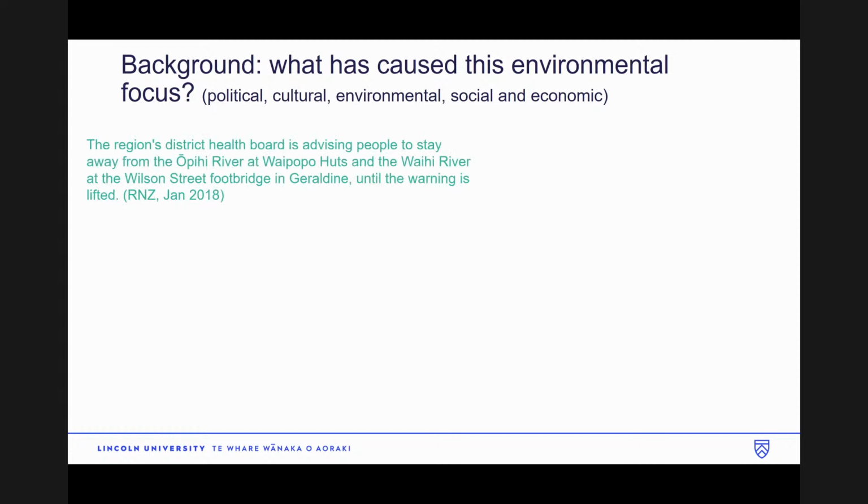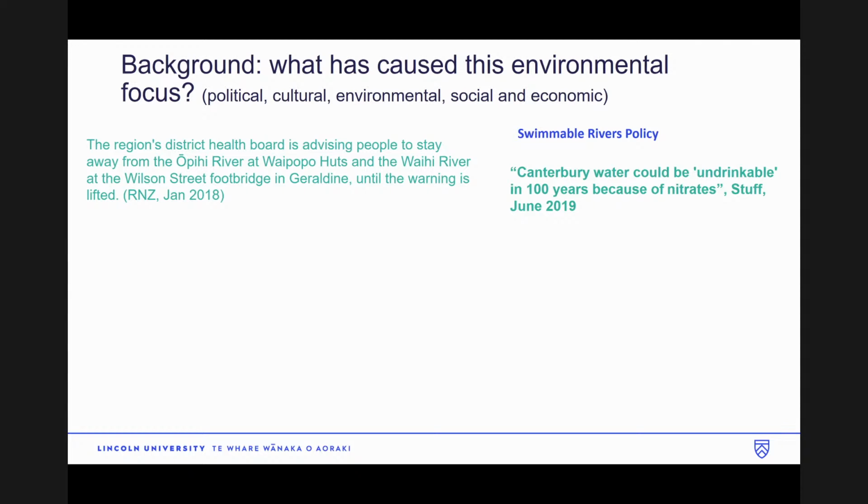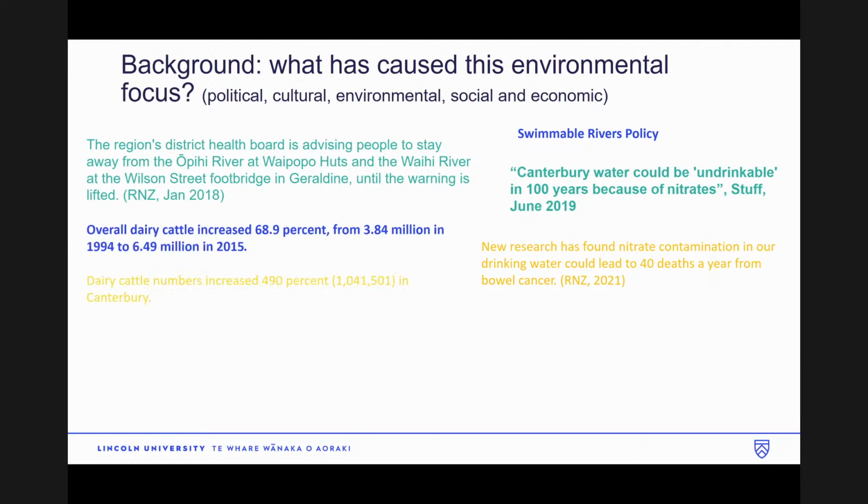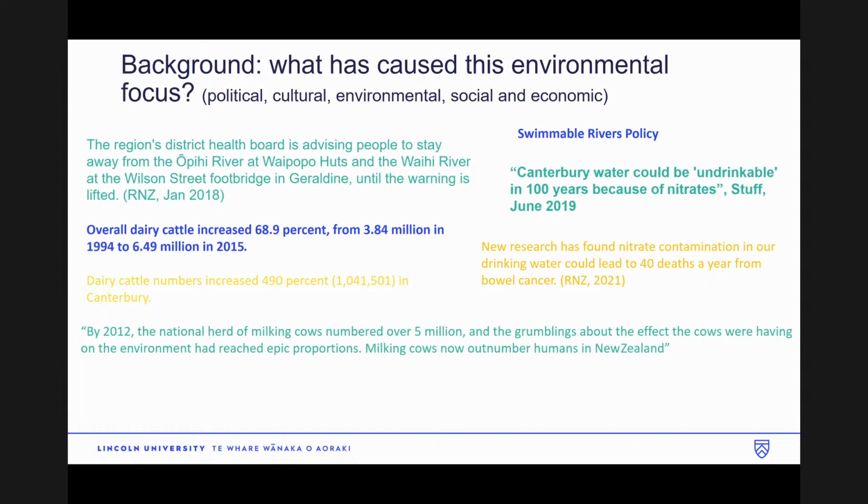It is stopping people from actually going swimming in our waterways, which has led to the Swimmable Rivers policy. The whole water could not actually be drinkable, and there's been some talk about that. About 40 deaths per year has been estimated to be due to nitrogen leaching and those higher concentrations. And the big focus has been the increase, of course, in dairy cattle and intensification. So there is a lot of grumblings, and it is quite a big problem, actually.